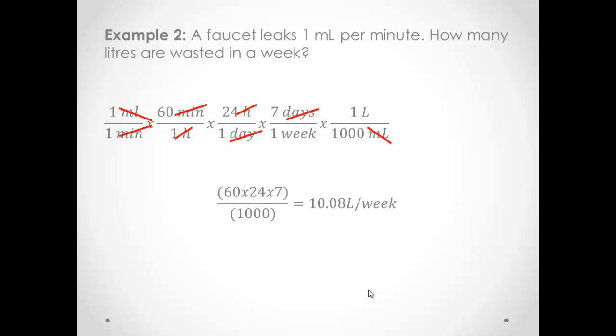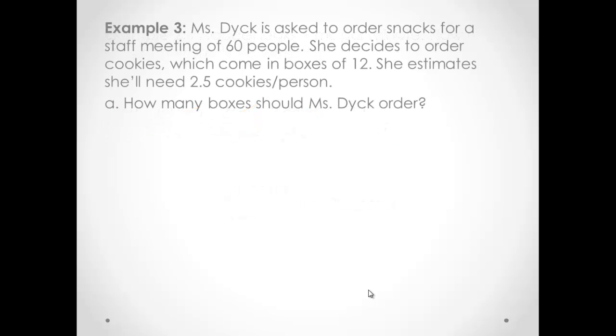Example 3. Ms. Dick is asked to order snacks for a staff meeting of 60 people. She decides to order cookies, which come in boxes of 12. She estimates she'll need 2.5 cookies per person. The question is, how many boxes should Ms. Dick order? So, what we have is 60 people or 60 persons.